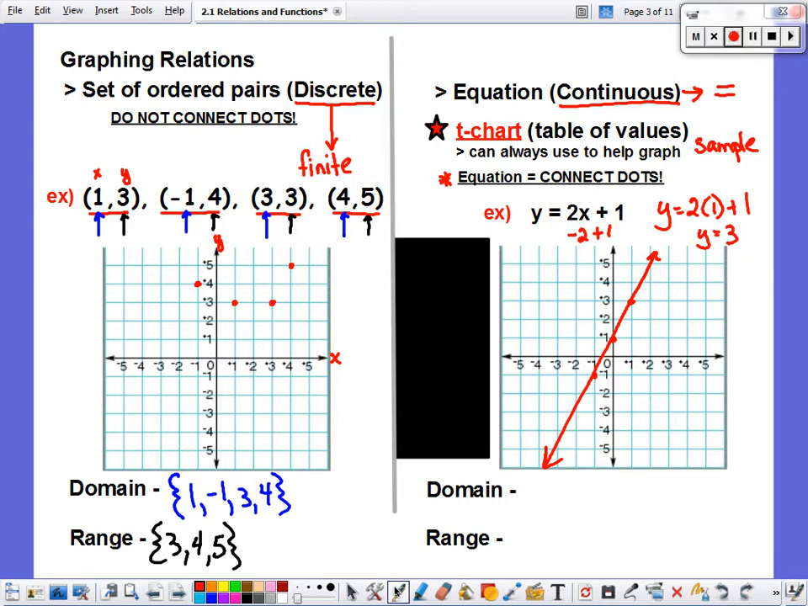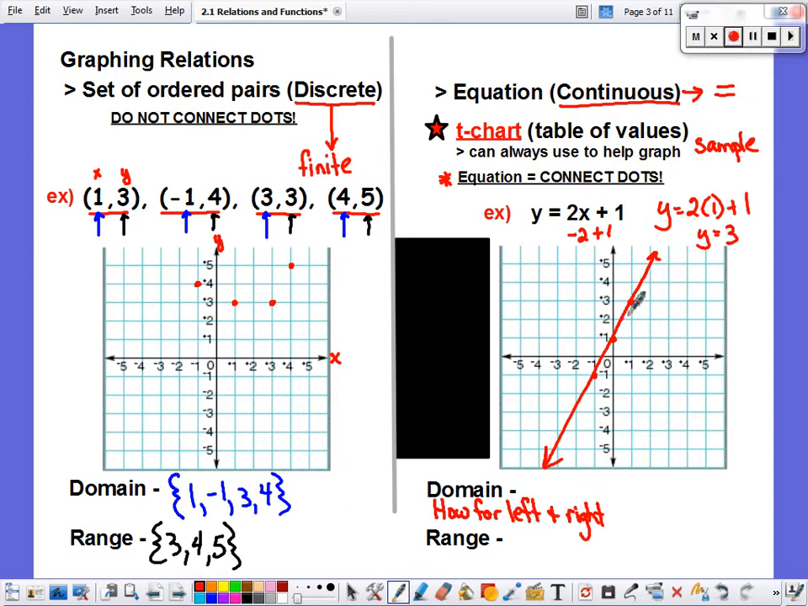Remember, you can pick whatever number you want. For the domain, I want to know what everything is. So here's how you do this. This is what has always given students trouble in the past: the domain and range of continuous functions. But let's see if I can explain it. The domain is going to tell you how far to the left and right your graph goes.